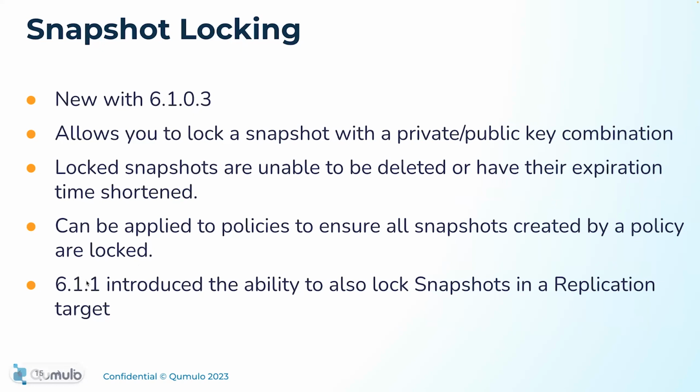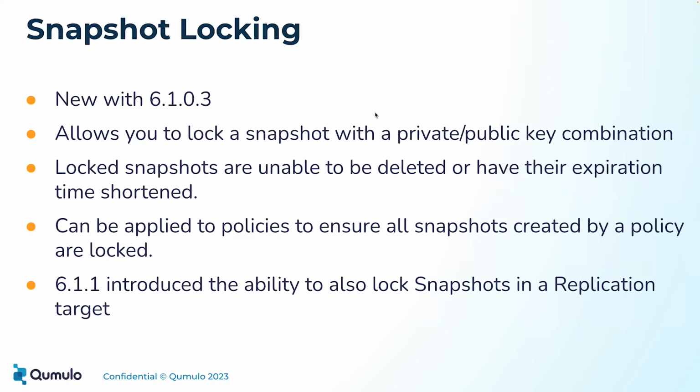So in the next release, later in 6.11, we also introduced the ability to lock snapshots in the replication target. So if you're using snapshot policies and you're replicating a locked snapshot, you have the option to then also lock the snapshot on the target automatically, so the data that's being replicated is also protected with a lock.